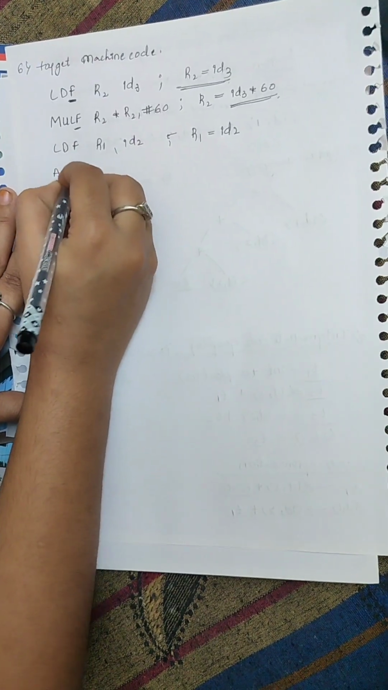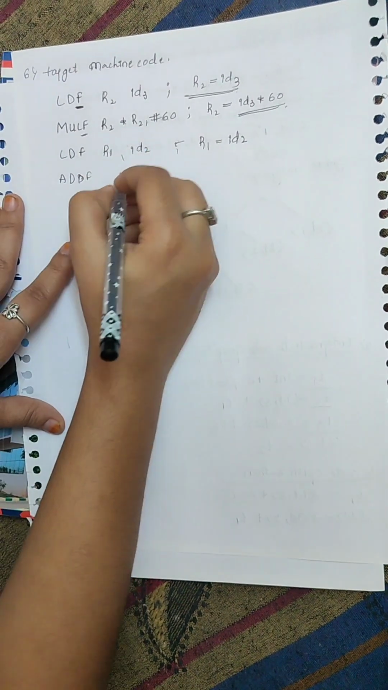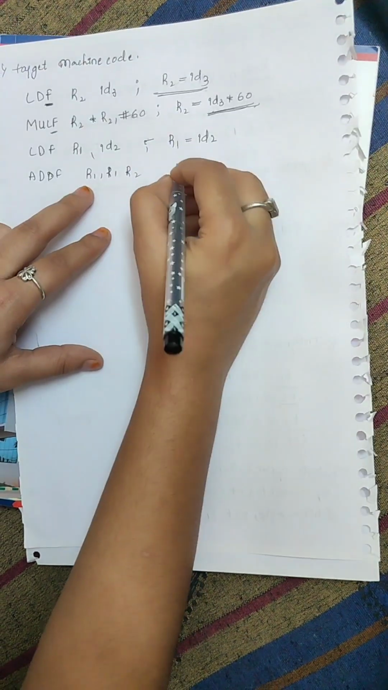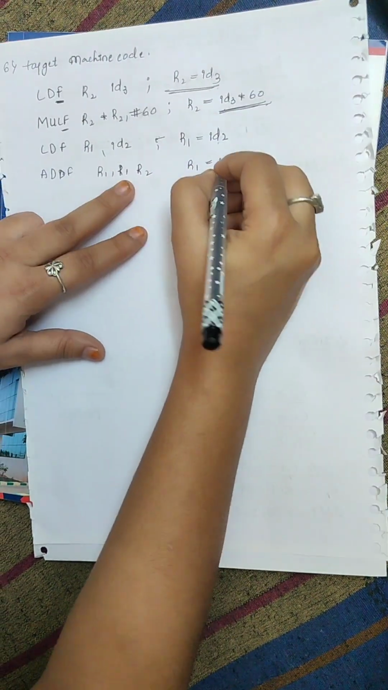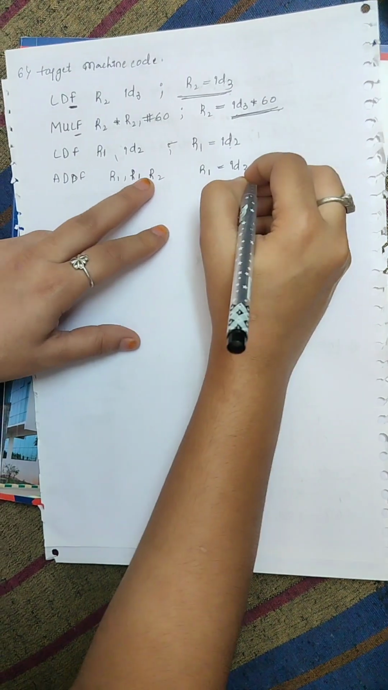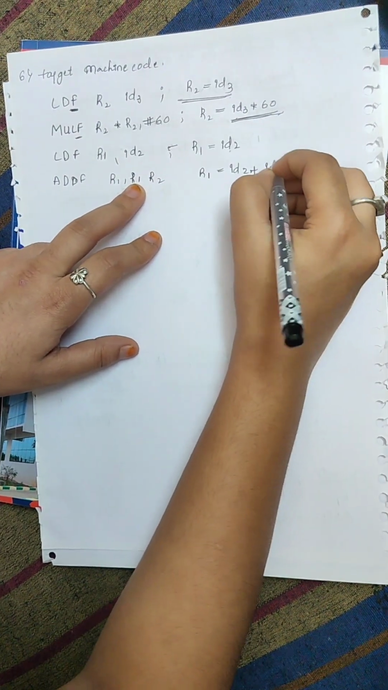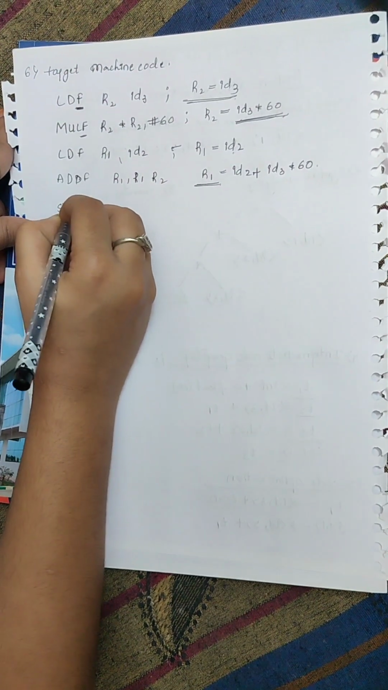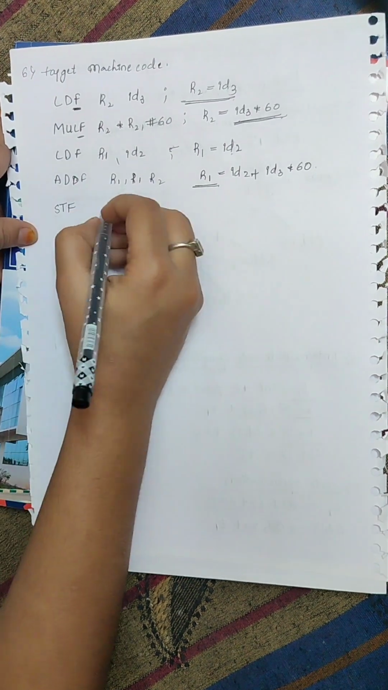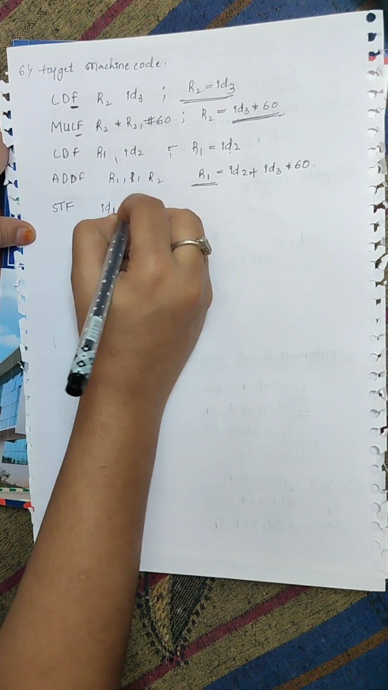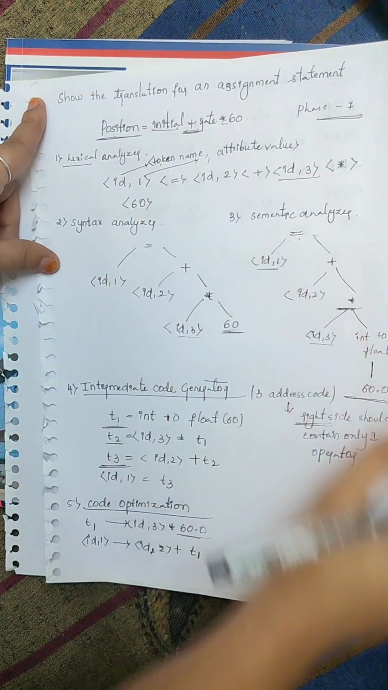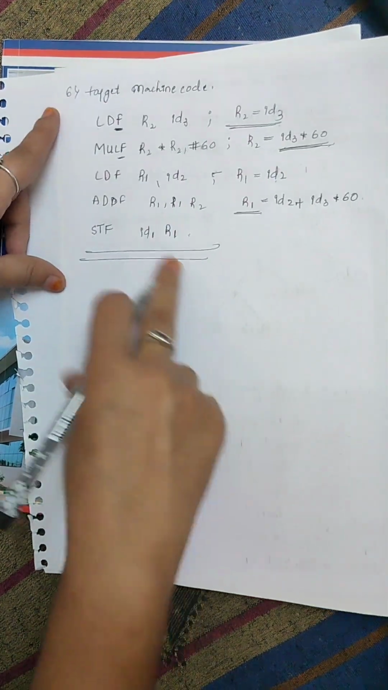Later we do addition, so ADDF R1, R2. R2 is nothing but this much, so R1 = id2 + id3 * 60. We want to store this value in id1, so STF, store floating point, id1. The id1 value is R1. So this is the way high level language is converted into machine level language. That's it.